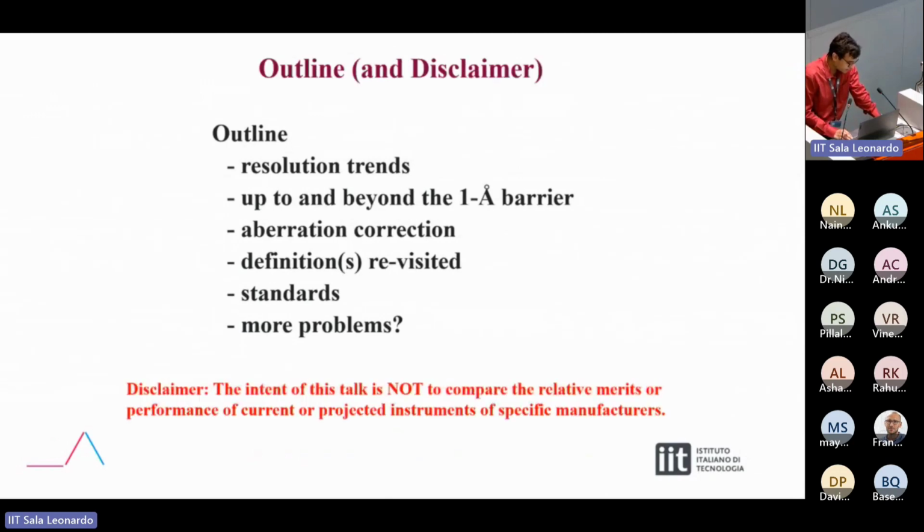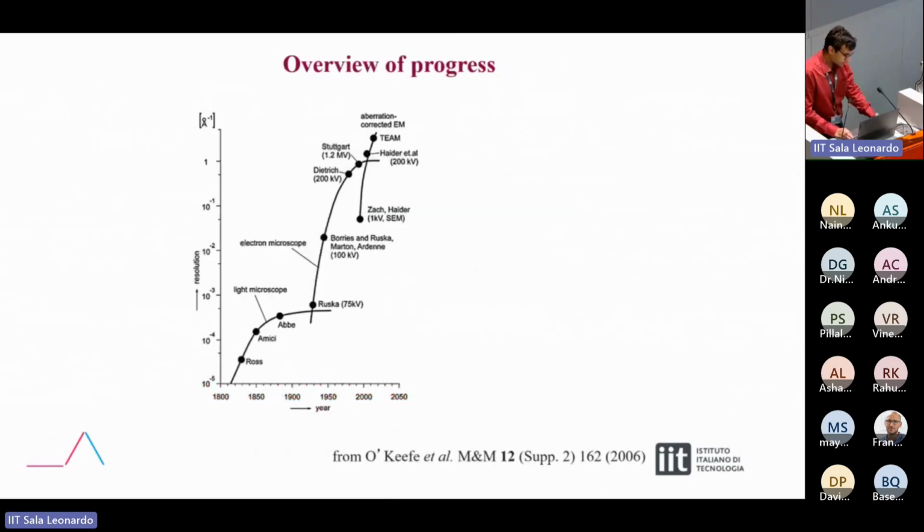Here's a disclaimer that I'm not going to talk about advantages or disadvantages of any manufacturers. Then these are the resolution trends. So here's the light microscope, and then the electron microscope. As you can see, the first electron microscope was no better than the optical microscope. Then the alignments and the mechanics of the instrument improved, and ultimately now we have 0.5 angstrom resolution.